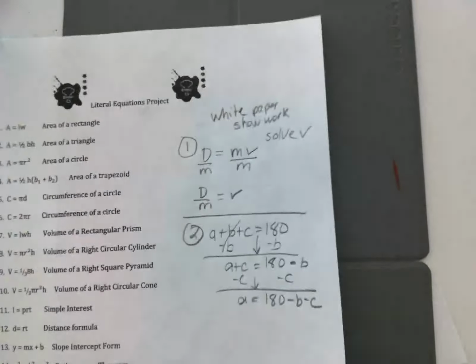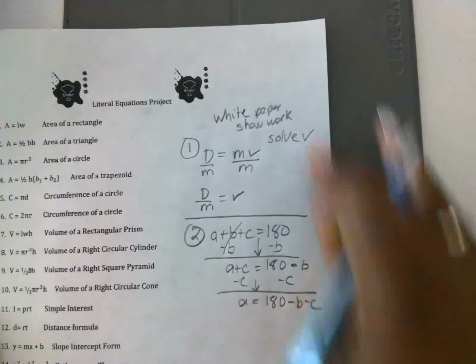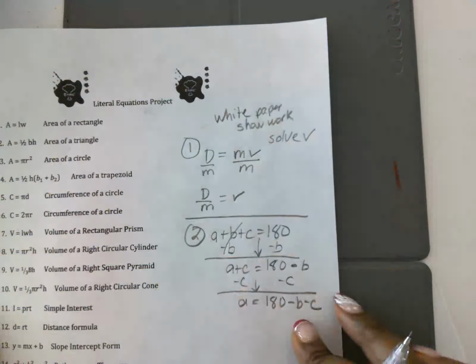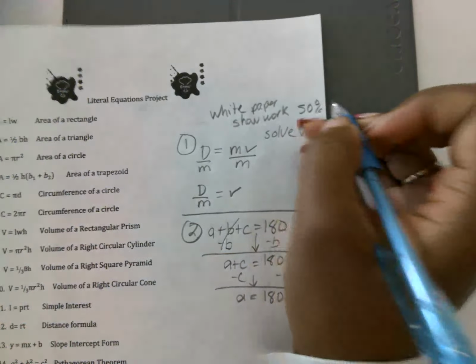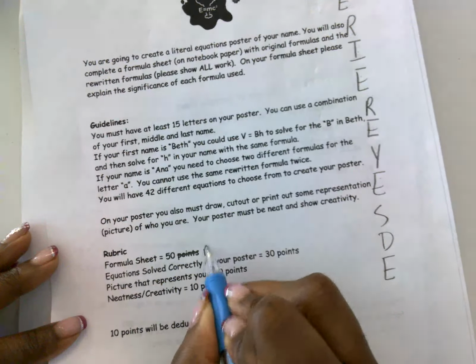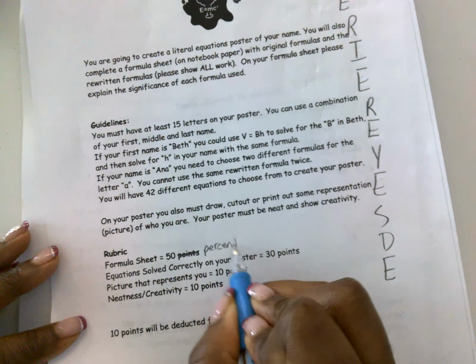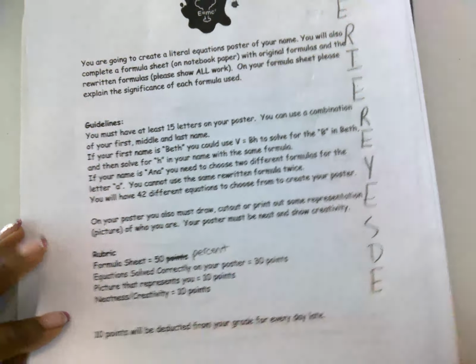Okay, look at the points. This is how it's graded. The formula sheet is this right here, where you show your work. This is going to be worth 50%. It says points, but it's 50%. I'm so sorry, I should correct that. This is 50%. Solving the equations correctly is 30%.